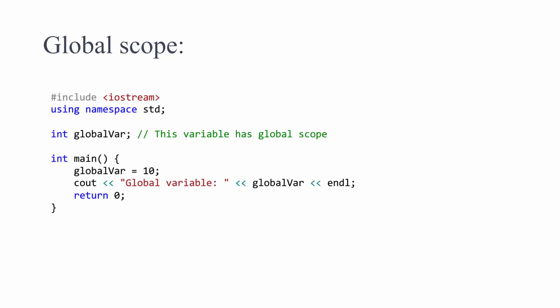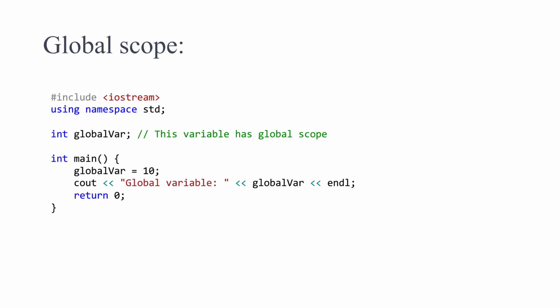Scope refers to the region of a program where a specific identifier, such as a variable, function, or class, is accessible and has a valid lifetime. There are different types of scope in C++. First one is global scope. Identifiers declared outside any function or class have global scope. They are accessible from any part of the code after their declaration. Global variables have a lifetime that lasts for the entire duration of the program.